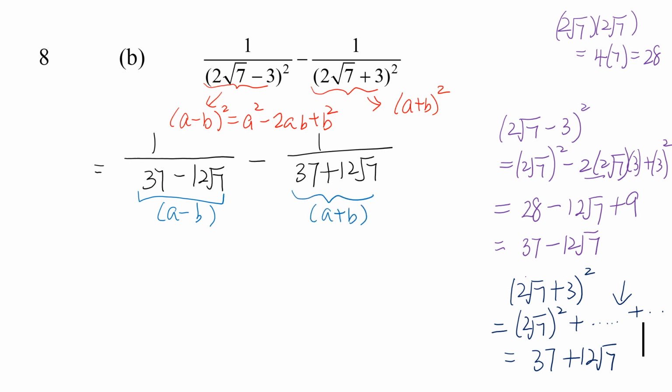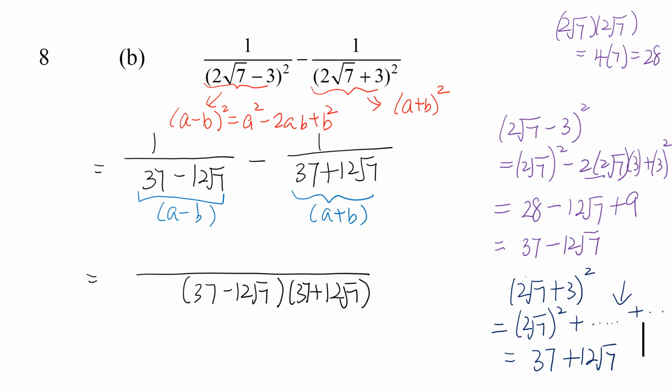So if you're going to put them together, you would get what? That means you multiply both of them together, right? Multiply them together. Okay? So you would get just your a squared minus b squared, which is bracket 37 squared minus bracket 12 square root 7. Okay, then how about your numerator?